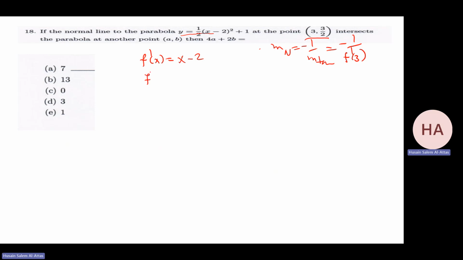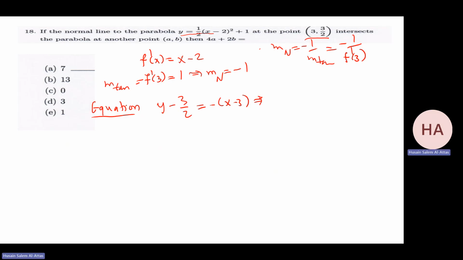So f prime at 3, which is m tangent, will be 1. So m normal will be minus 1. So the equation of the normal is y minus 3 over 2 equals minus x minus 3, which means y equals minus x plus 3 plus 3 over 2, which is minus x plus 9 over 2.